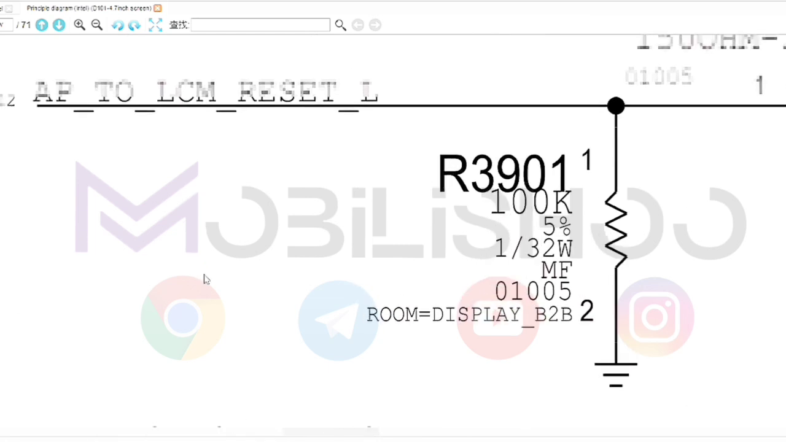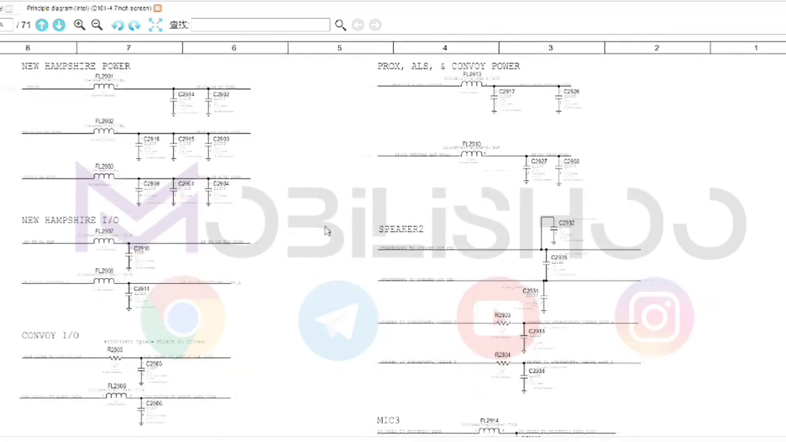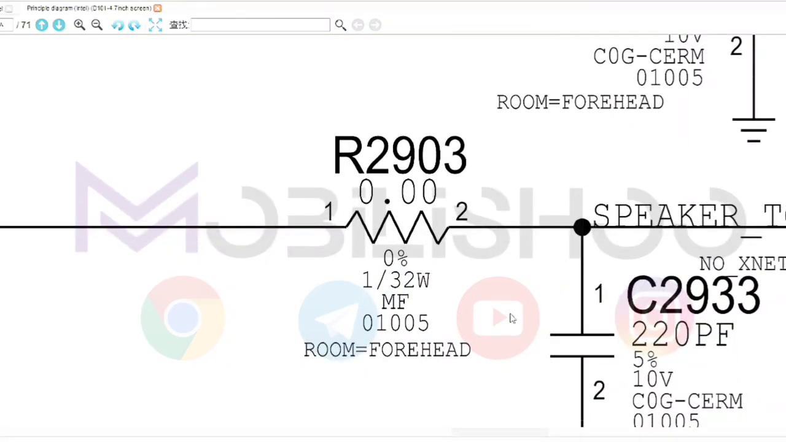Another resistor is this resistor in the LCD section, and it is in the LCD connection path. As you can see, its resistance is 100 kilo ohms. But unlike the previous resistors, it has a higher error coefficient of 5%. All parameters are exactly the same as the previous resistors, only the error coefficient differs. And it was in the display path.